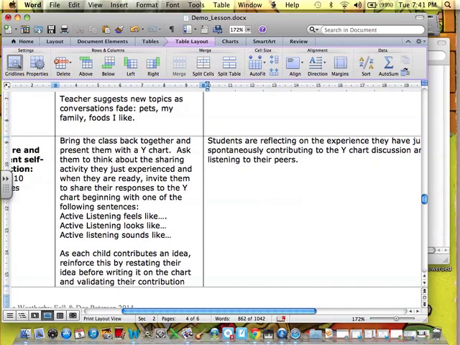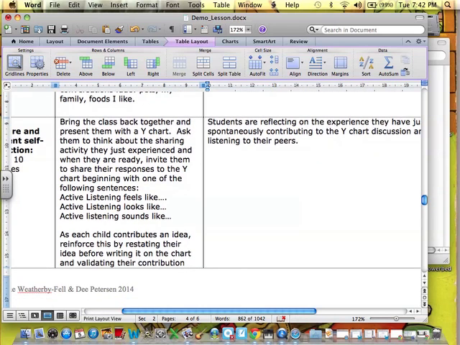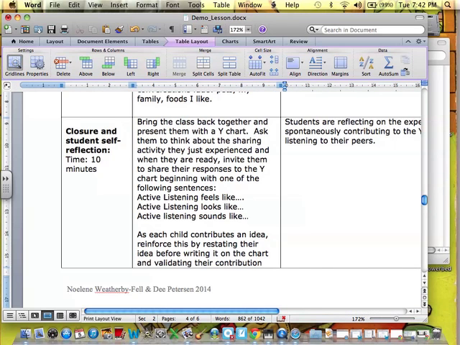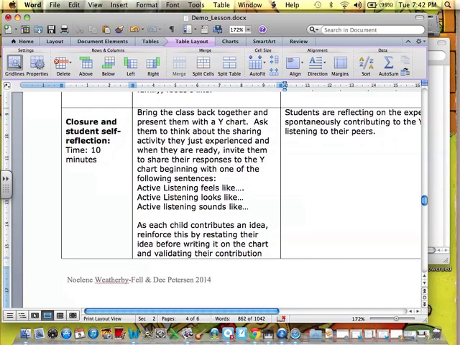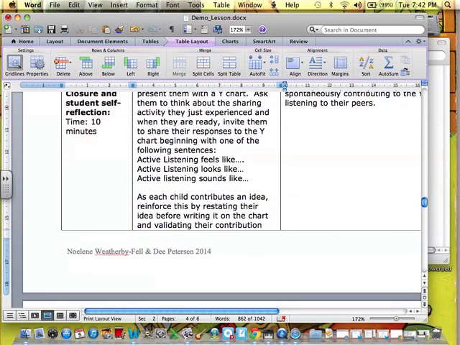I'll ask them to think about the sharing activity they just experienced, and when they're ready, invite them to share their responses to the why chart. So I might draw over here an example of a standard why chart, which is a looks like, sounds like, feels like chart, pretty usual to be found in primary school classrooms. And they'll finish these sentences: active listening feels like, active listening looks like, active listening sounds like.